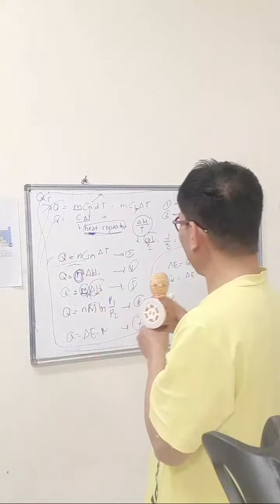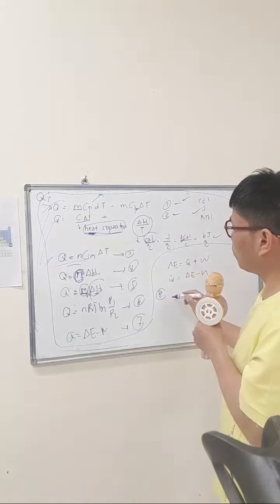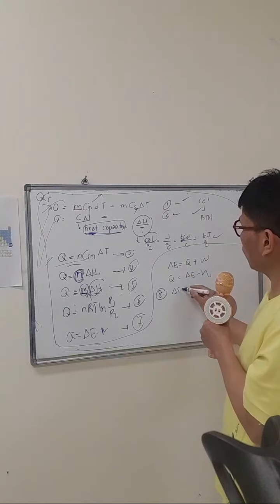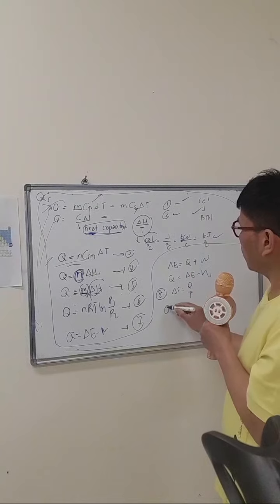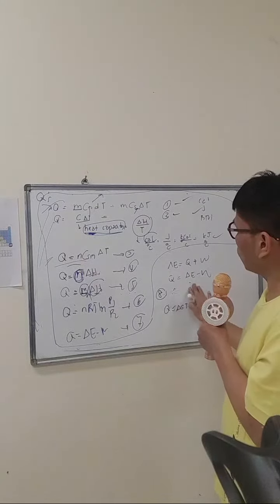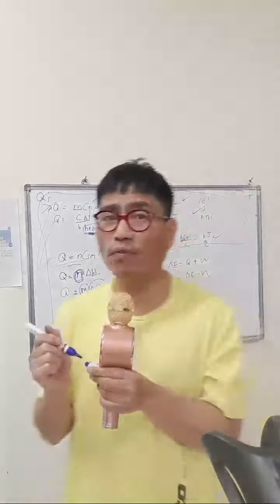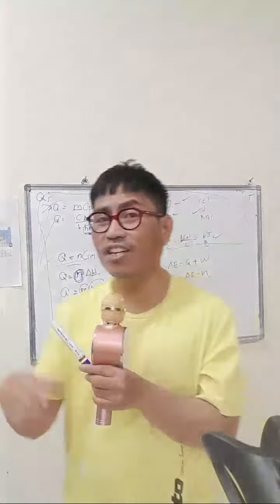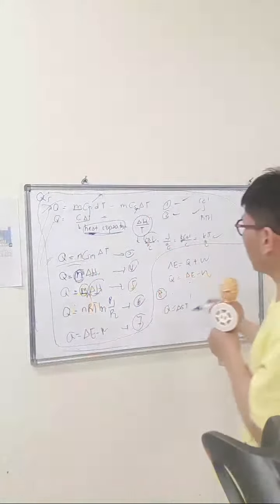So, 7 equations. Number 8, we also add the entropy-based one. Delta S, the entropy, is equal to Q over T. Then you also have Q is equal to the change in entropy times the temperature. This is another equation of Q in terms of entropy. This one, number 7, is in terms of internal energy and work. Okay, equation number 9.